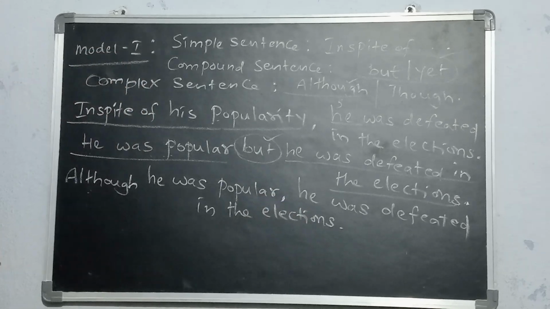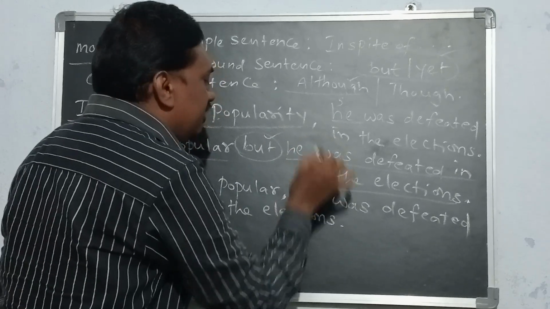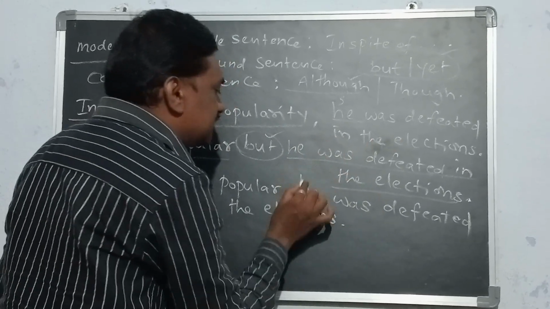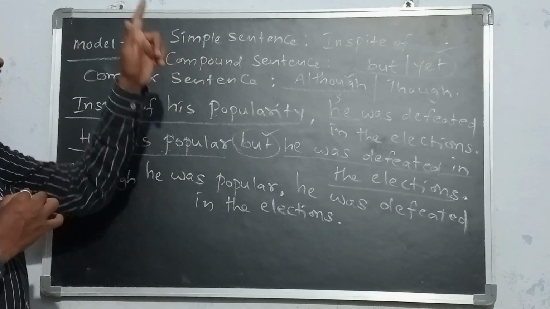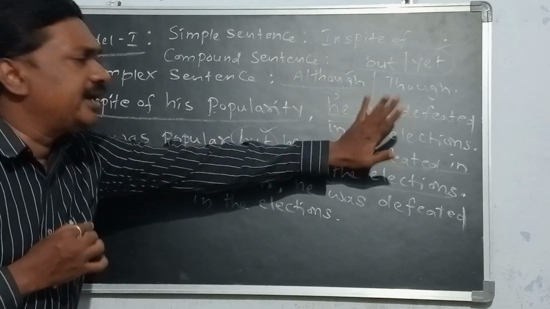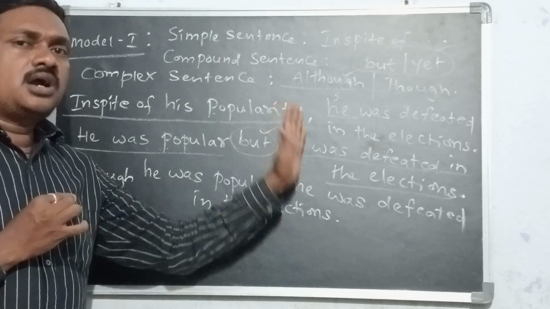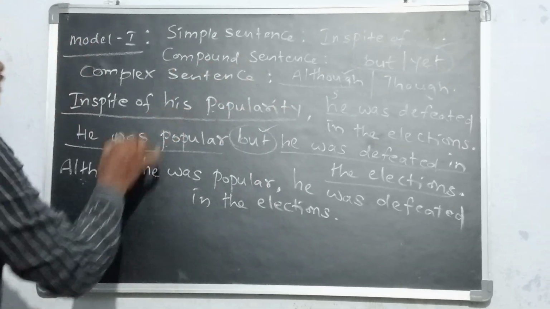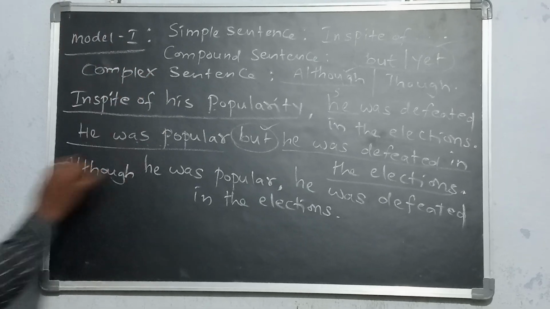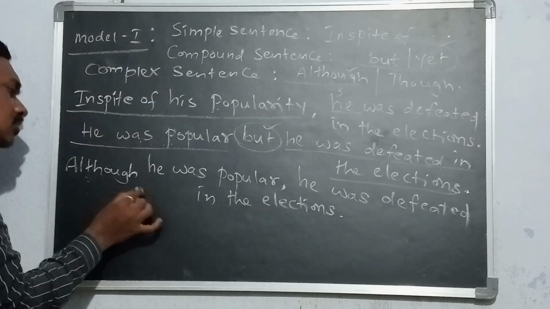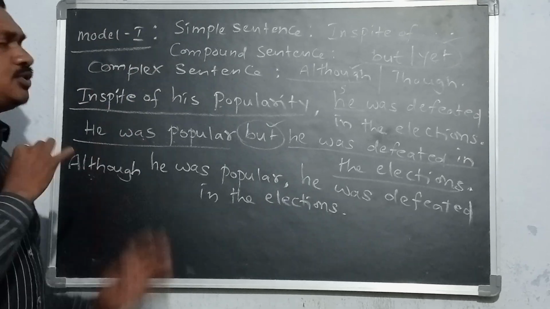It does not give complete meaning. Okay, although he was popular. This is subordinate clause and already we have one main clause in the compound sentence, that is he was defeated in the elections. Once you observe, in simple sentence, compound sentence and complex sentence, one main clause is common. There is no change in the one main clause. Just we have to change according to situation. Just we have to change the phrase into one main clause. If we change the simple sentence into compound, then we change the phrase into main clause, and into subordinate clause if you want to change the simple sentence into complex sentence. Okay, this is model 1.